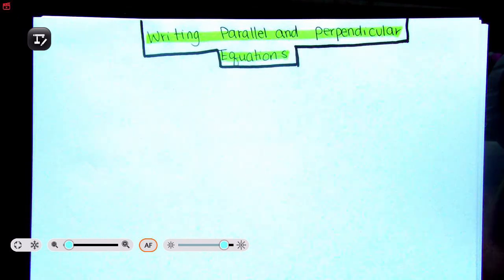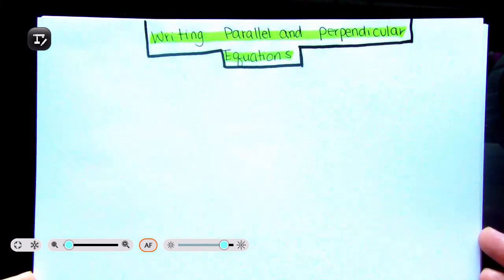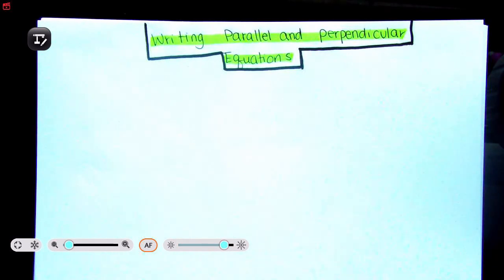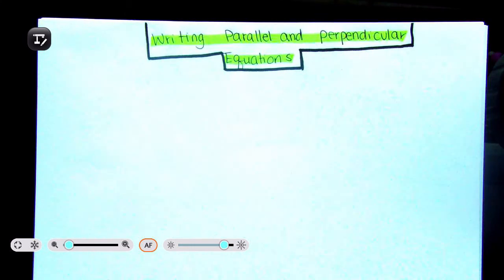All right, let's get started. So writing parallel and perpendicular equations. If you have not already watched the introduction video for parallel and perpendicular lines, go ahead and head over there and watch that first. Here we're just going to be talking about how to write parallel and perpendicular equations. So you should know what the requirements are for both. Okay, step number 1, and I'm just going to jump into steps.